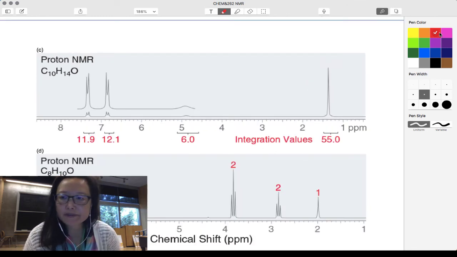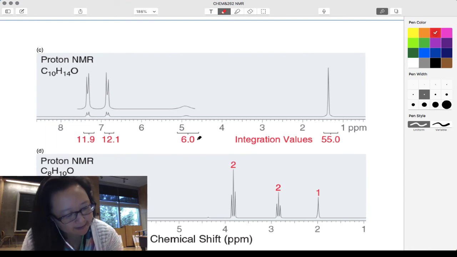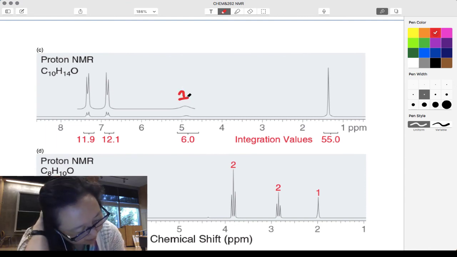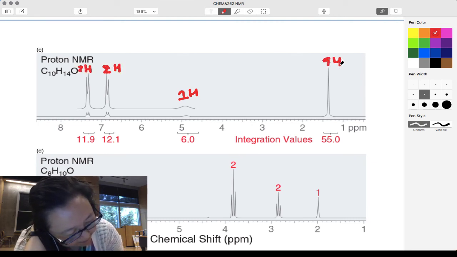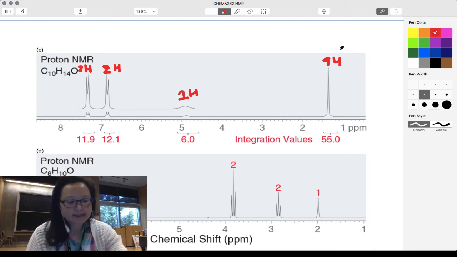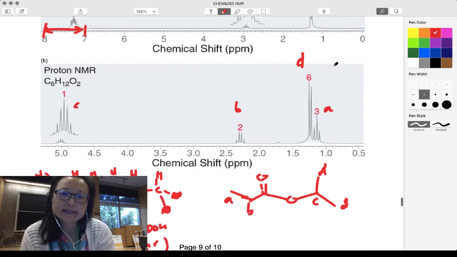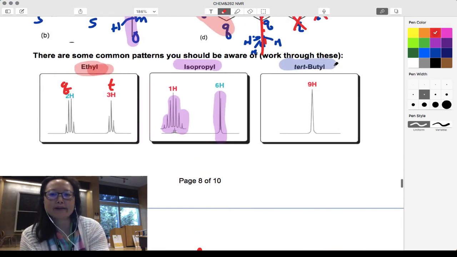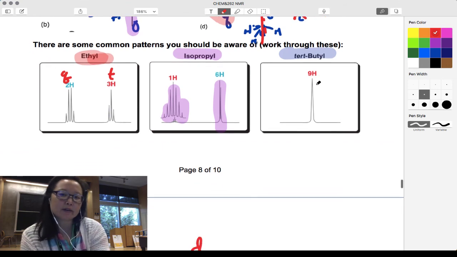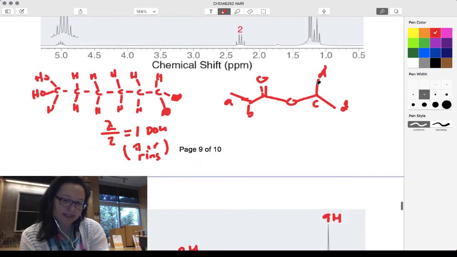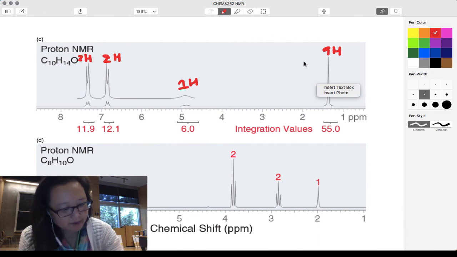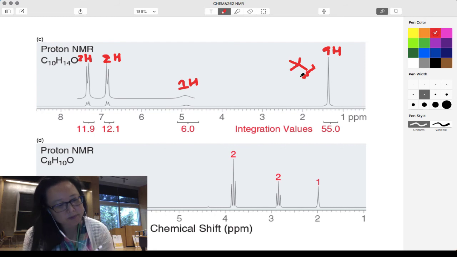All right, so on this one, first we have to divide everything by 6 to get the integration. So this is going to be a 1H hydrogen. This is going to be 2H, 2H, and then this is 9H over here. So I think you guys see that 9H corresponds to one of our patterns, and that is the tert-butyl pattern. 9H is 3 methyl groups, and they're all equivalent, so they don't split each other, which is why we see a singlet. So here we're going to see 1, 2, 3, some kind of tert-butyl group.